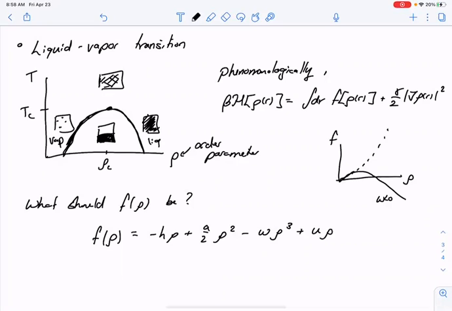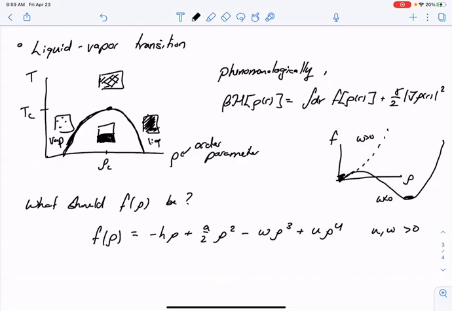So if we add in a fourth order term, that can turn around and now we have a stable minima at low density and a stable minima at high density. So presumably, provided those two coefficients are positive, we'll be able to describe a transition between a low density state where there's a minima near rho equal to 0 and a high density state where there's a minima at finite rho.